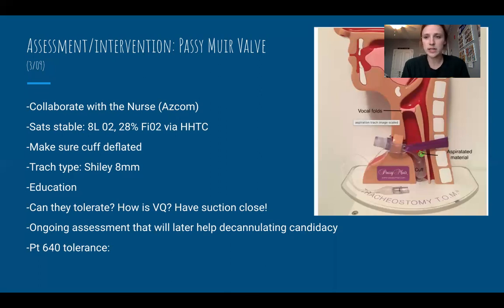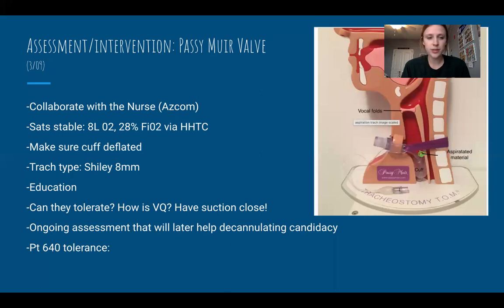And then the next thing we did was we educated her. So we talked about what a passy-muir valve does, how it works, what the benefits are, like I just talked about on that last slide. And for them, the big thing is it gives them a voice. And for her, it certainly did that.